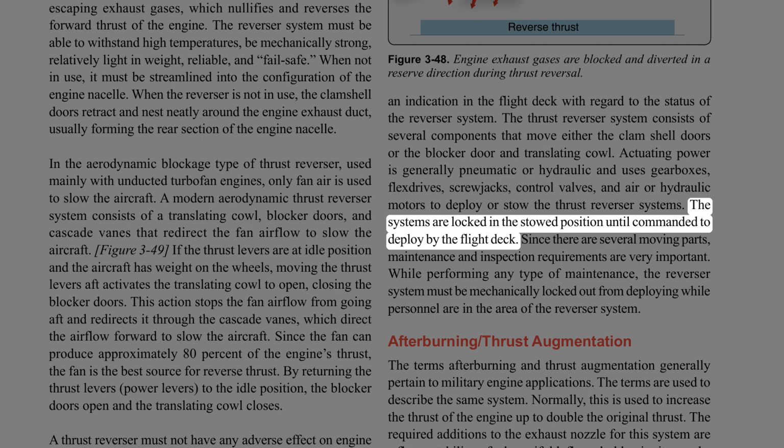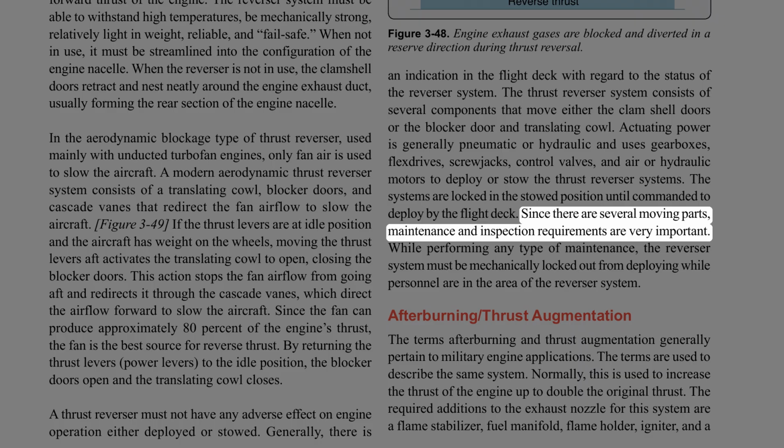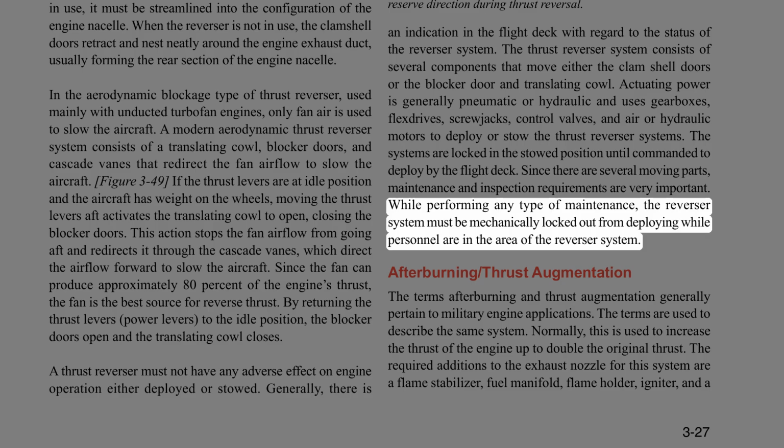The systems are locked in the stowed position until commanded to deploy by the flight deck. Since there are several moving parts, maintenance and inspection requirements are very important. While performing any type of maintenance, the reverser system must be mechanically locked out from deploying while personnel are in the area of the reverser system.